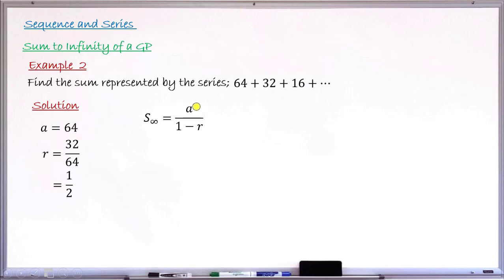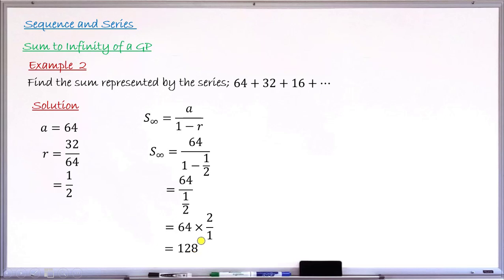So there I now substitute in this very formula. The sum to infinity would now be equal to 64, that is your a, divided by 1 minus r. r is now 1 over 2, so divided by 1 minus 1 over 2. Subtracting 1 over 2 from 1 gives 1 over 2. So you have 64 all over 1 over 2. This division changes to multiplication, which gives you 64 times 2 over 1. Multiplying 64 by 2 and dividing the result by 1 gives 128.